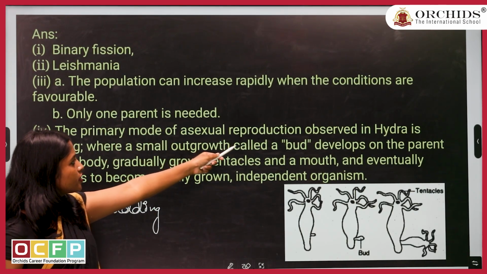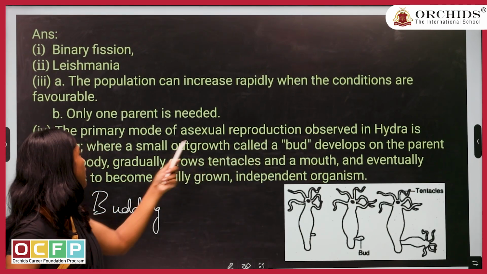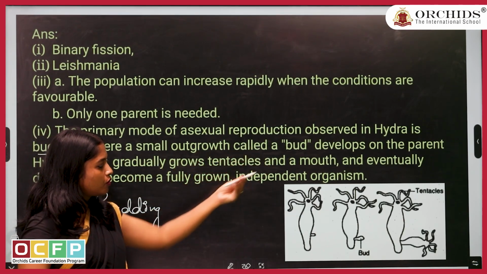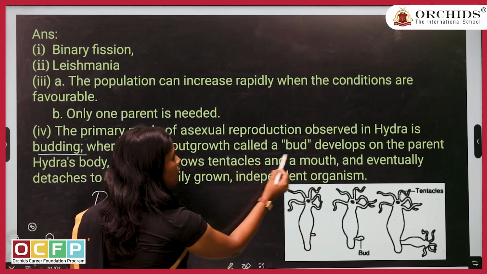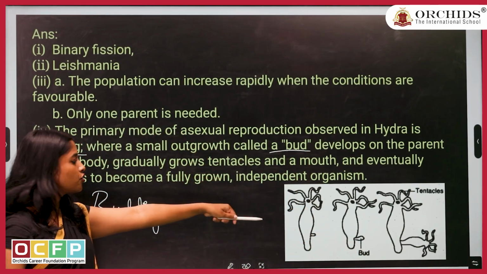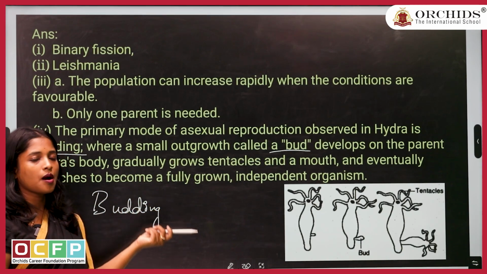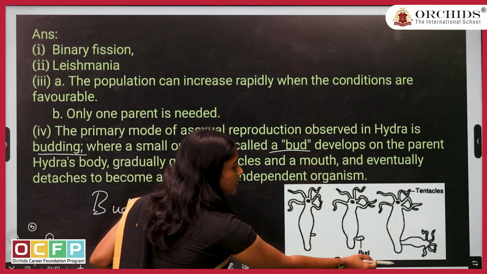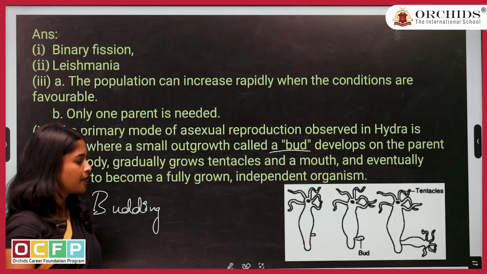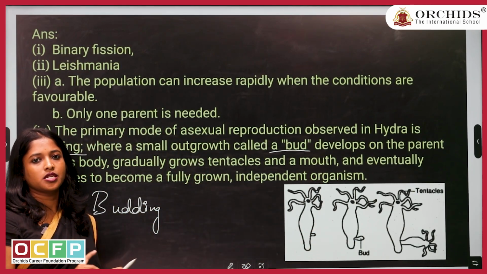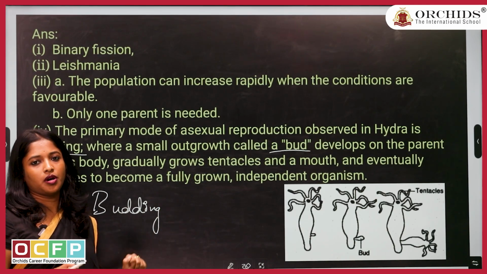The primary mode of asexual reproduction observed in Hydra is budding, where a small outgrowth will happen, that we call a bud. You can see here in the diagram, and it develops into a parent. Further, once it completely grows with the tentacles, mouth and all, it eventually detaches from the parent. So if you draw this diagram and write these 2 points, it will be more than enough for your answer.